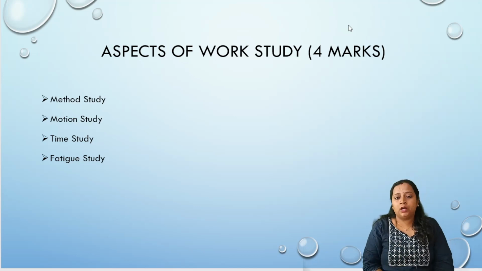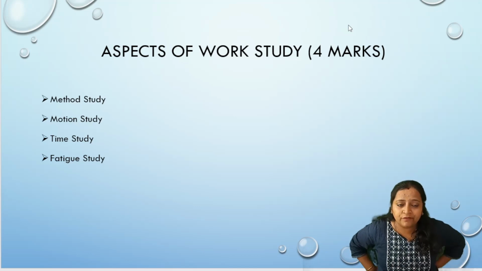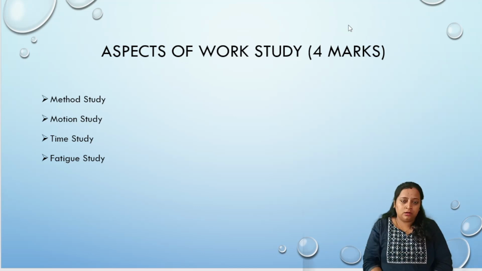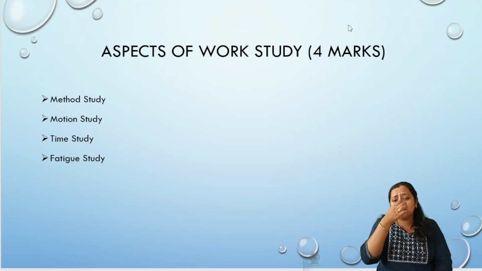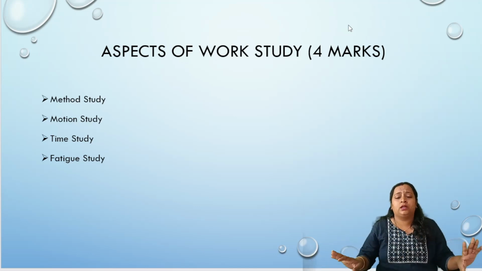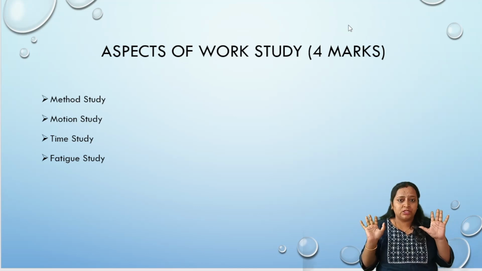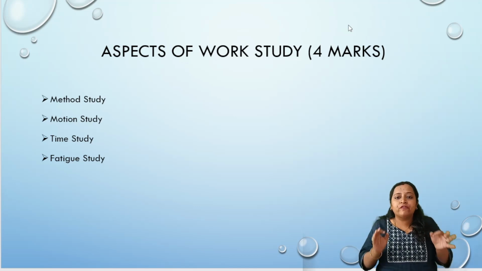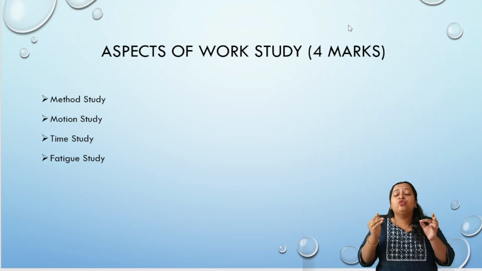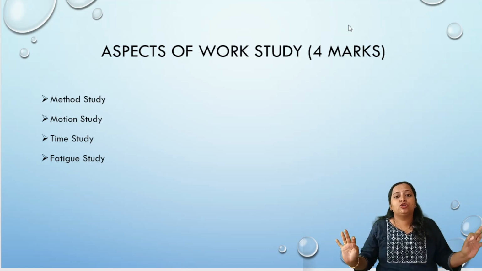So what are the different aspects of work study which are given by F.W. Taylor? So we have 4 work studies. One is method study, motion study, time study, and fatigue study. What is this method study? See, method is nothing but, according to this study, Taylor has identified that for doing any activity in your organization, for doing any work, there will be one best method to perform that particular work. So you have to identify that best method, and if you perform the work with that best method, you can easily increase the efficiency in your organization.